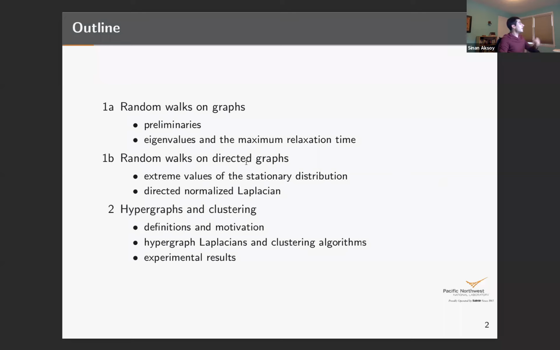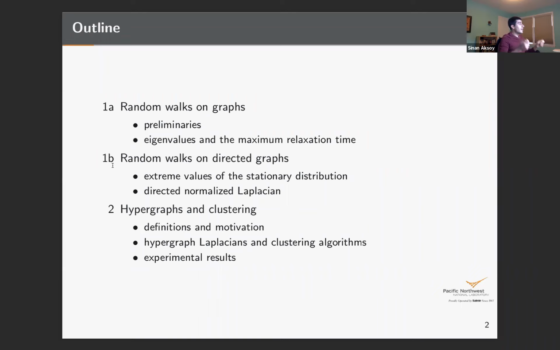We'll talk about, in the case of random walks on graphs, something to do with the maximum relaxation time, which we'll explain. Then in part 1b, we'll talk about random walks on directed graphs and how that setting is different. We'll mention there another problem involving these extreme values of the stationary distribution. And we'll also mention a directed analog of the normalized Laplacian matrix.